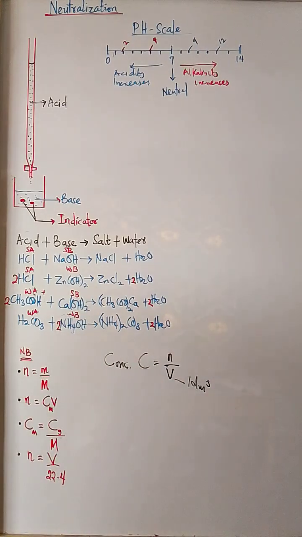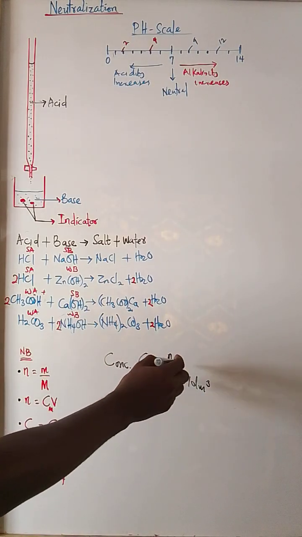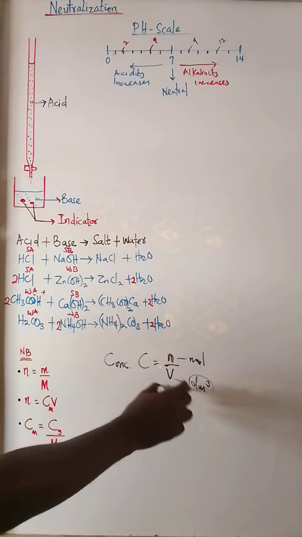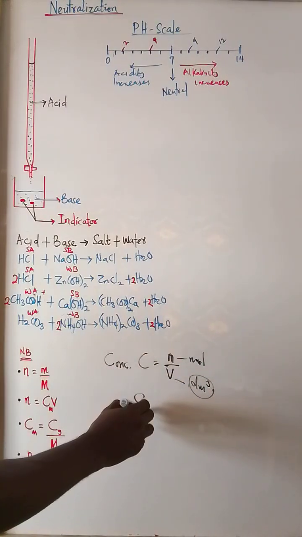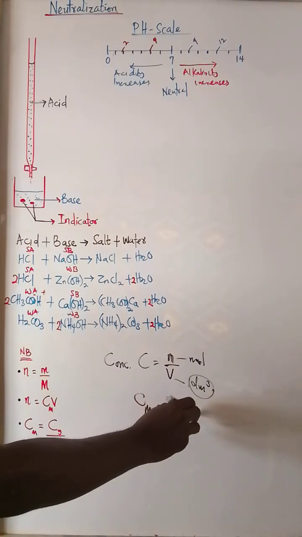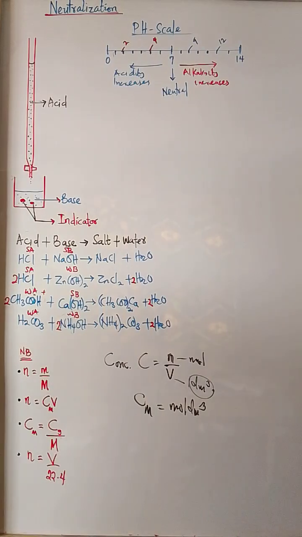And from here, the unit of mole is mol, while volume is dm cube. So the unit of this, which we call molar concentration, is mole per dm cube. So this is what we call molar concentration.